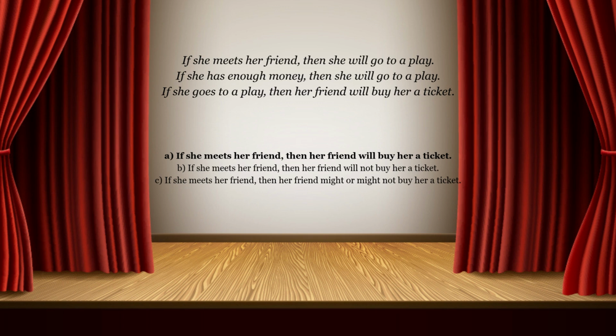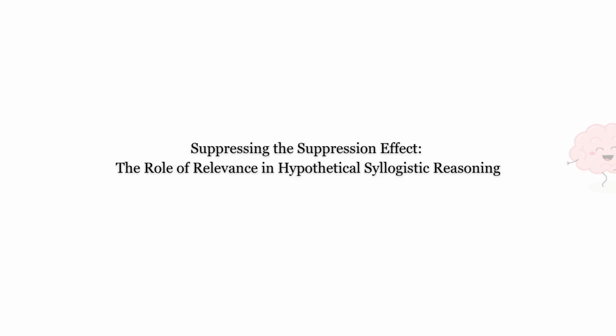This is probably because the last part stating that her friend will buy her a ticket compensates for the fact that she might not have enough money to buy the ticket herself. Therefore, people neglect the money part and perceive it as irrelevant when overshadowed by the information that the outcome is nevertheless ticket providing. In other words, people suppress the suppression effect, and this covers the last part of the obscure and gruesome title, Suppressing the Suppression Effect: the role of relevance in hypothetical syllogistic reasoning.